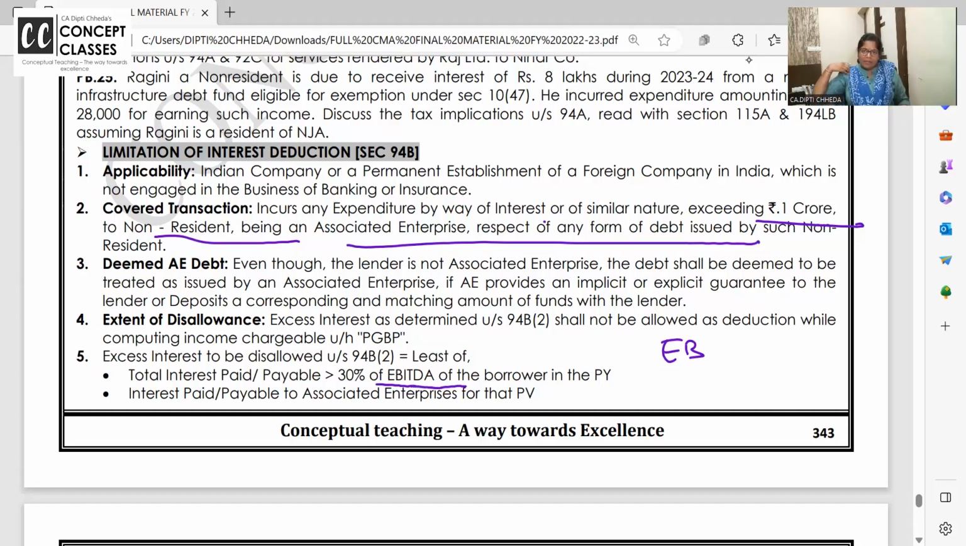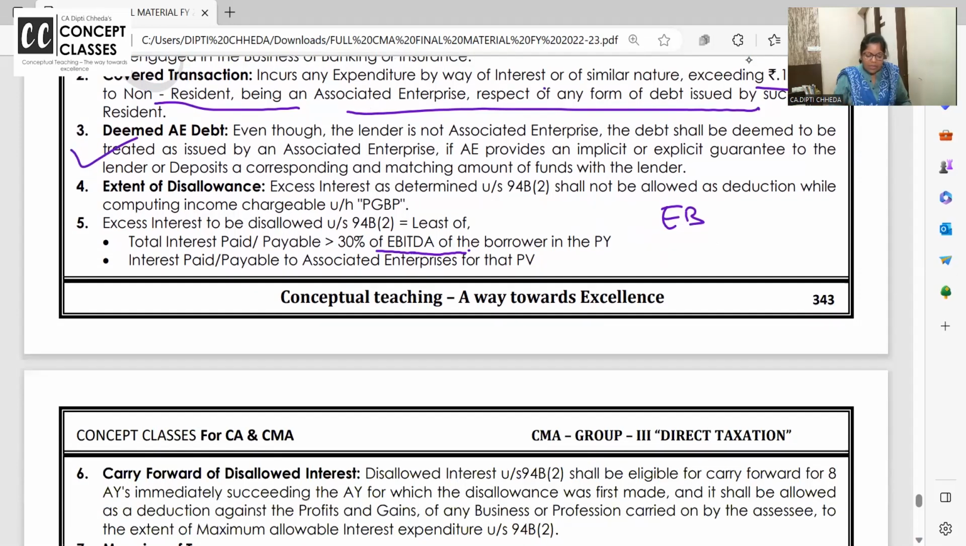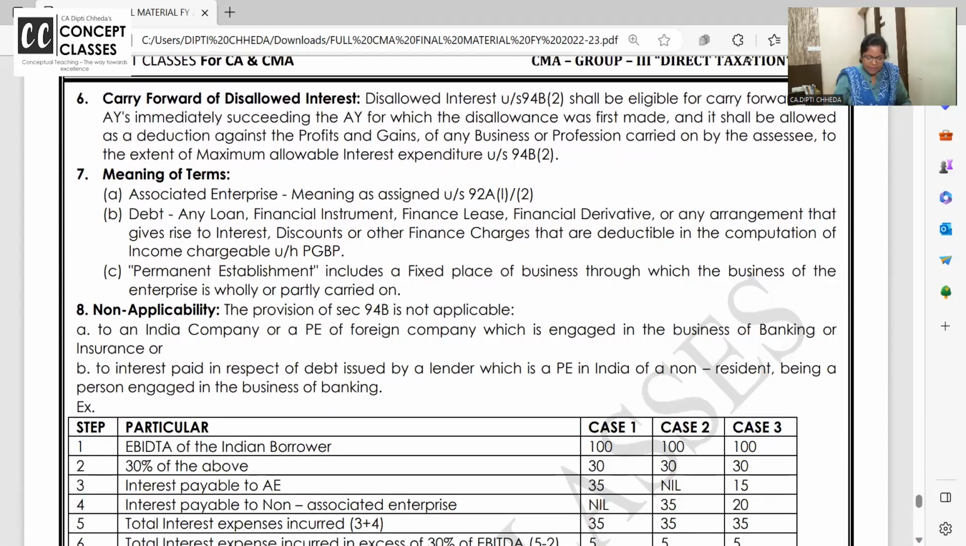Okay, are you getting? I am doing transaction with my associate enterprise. I am paying interest more than 1 crore. Okay, then interest allowed is, so many times I have not taken loan from my associate enterprise, but I have taken from a third party where my associate enterprise has given guarantee. Then also, if I have paid them interest, that interest above 30% of the EBITDA will not be allowed. Okay, it will be allowed only till 30% or actual interest.